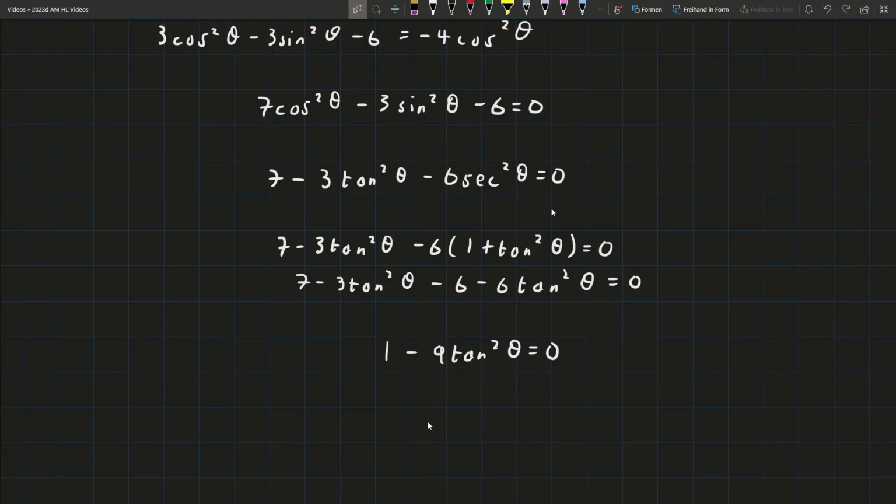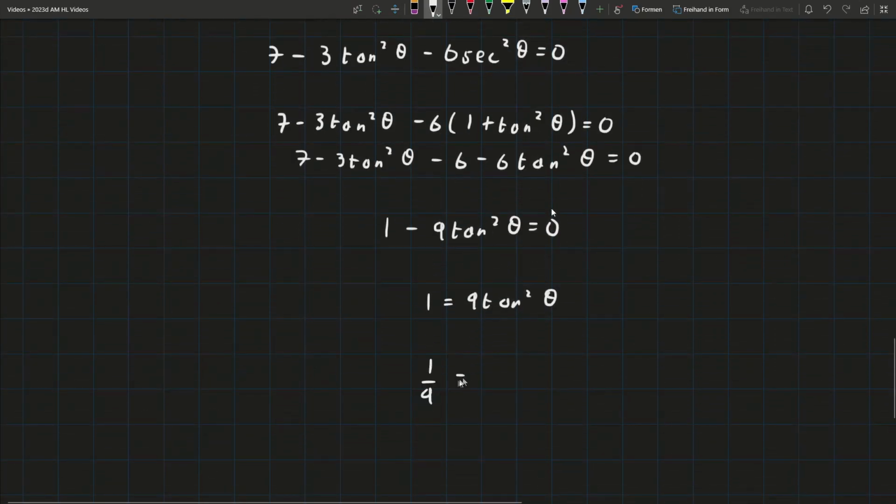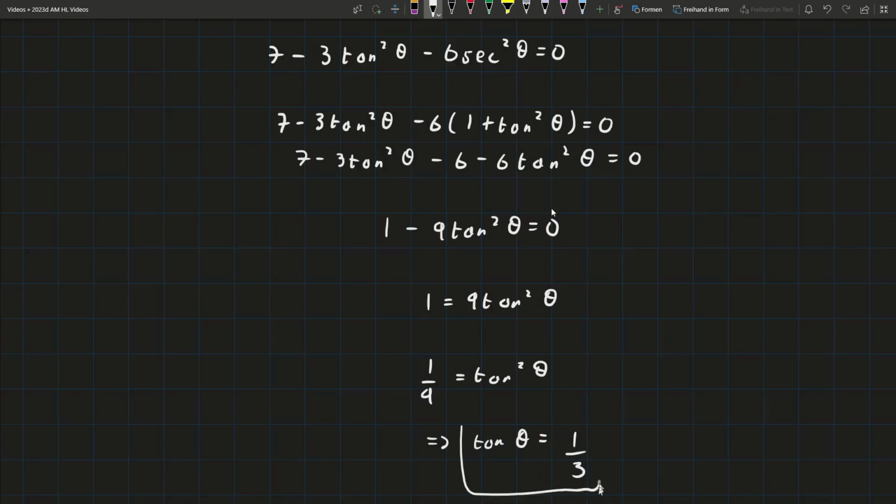Bring the tan squared theta to the other side. 1 equals 9 tan squared theta. Divide by 9 on both sides. We'll get 1/9 is equal to tan squared theta, which means square root both sides, you get that tan theta equals the square root of 1/9, which is 1/3. And that's what we were asked to prove.